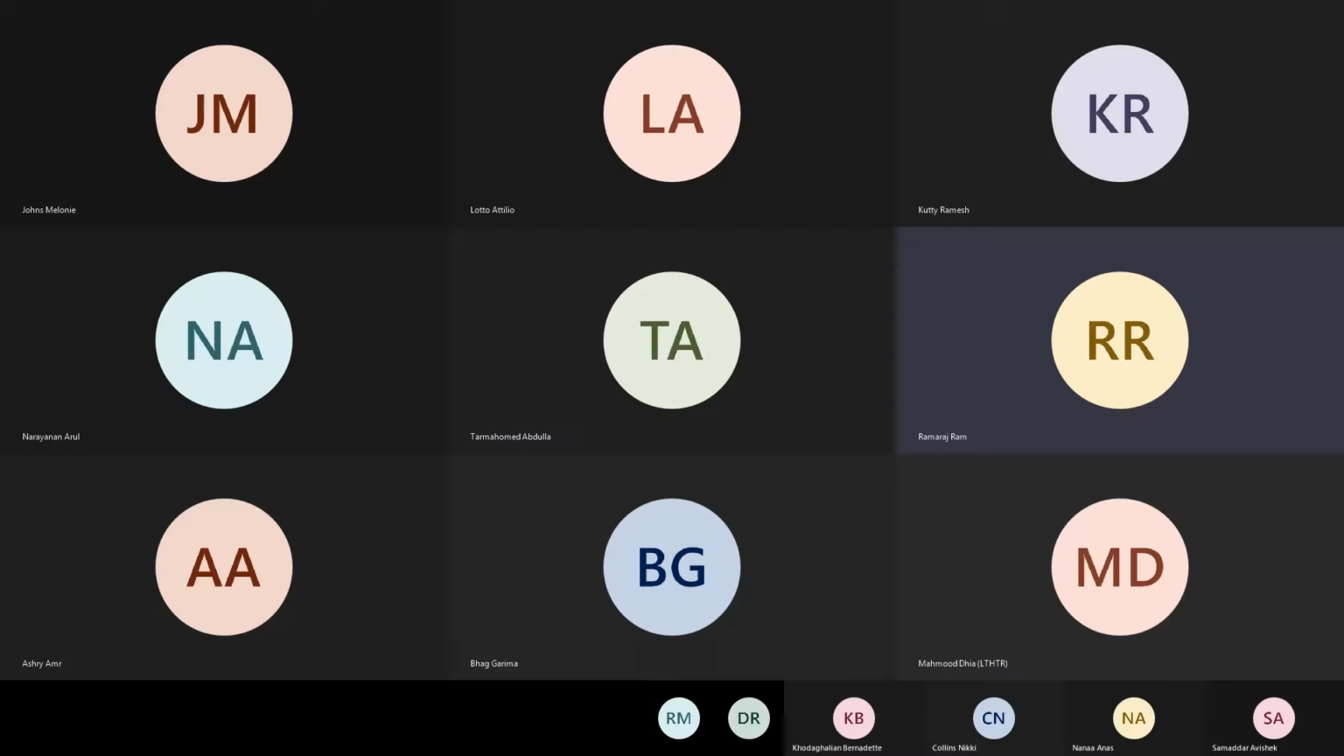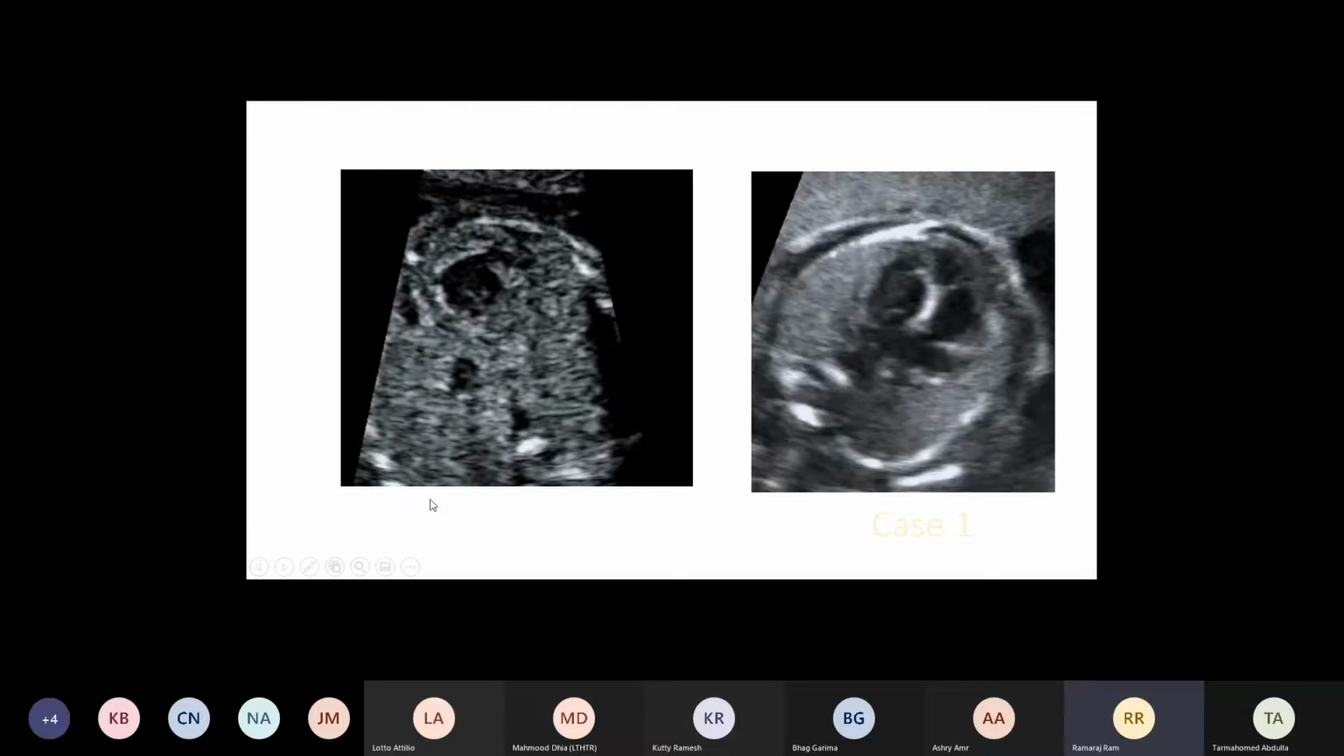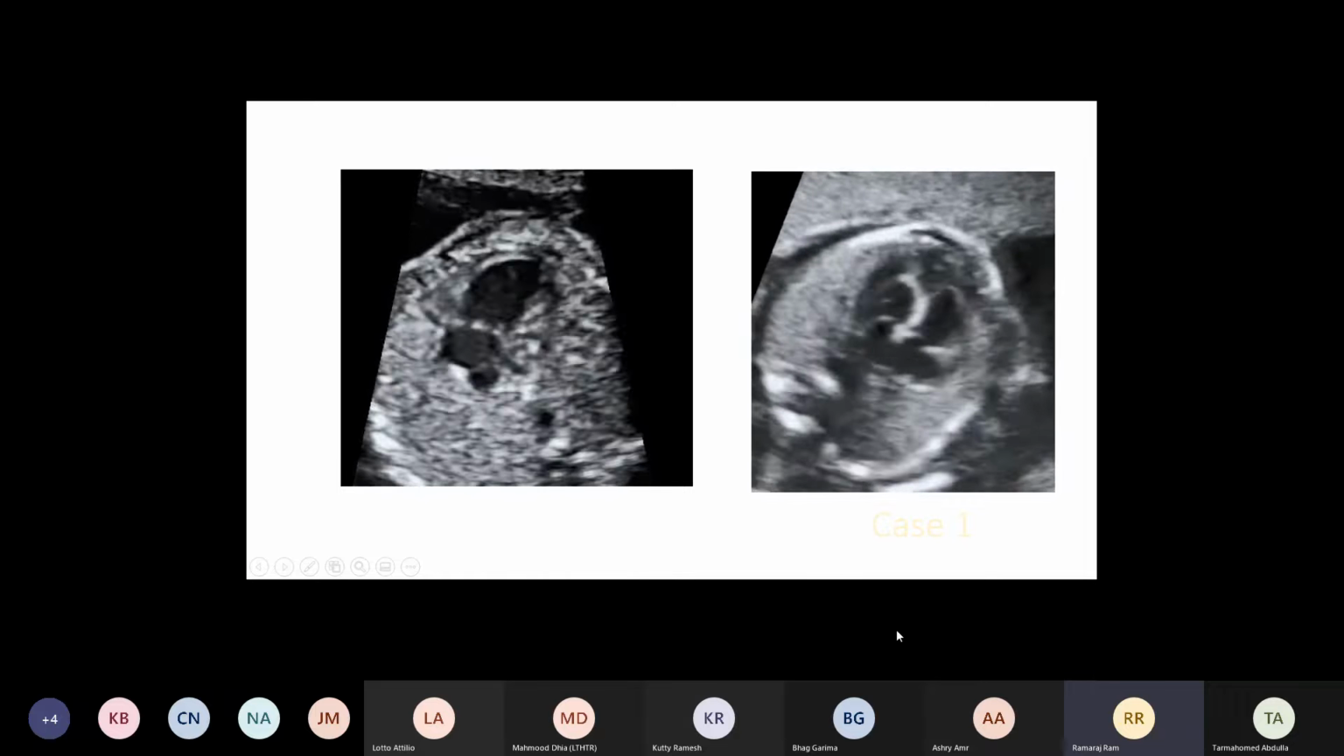See tricuspid abnormalities, pulmonary valve problems, intact ventricular septum, septal defects, AV valve abnormalities, problems with the crux of the heart, pulmonary venous problems, and the structures around the heart like pericardial effusion of significant nature, cardiac mass or abnormal rhythm, function related to cardiac rhythm or cardiomyopathy. So I thought of showing you some clips and then we can see some examples.